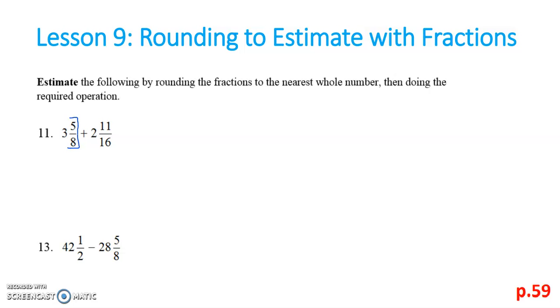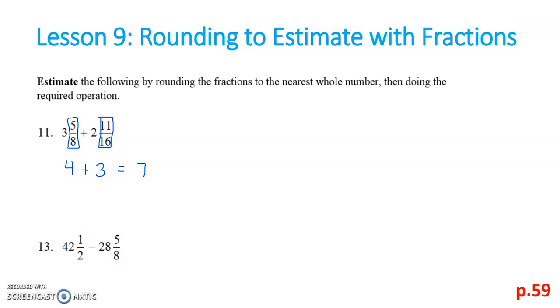So we're going to look at 5/8. This is greater than half. 5 out of 8 means 5 right, 3 wrong. So that's going to push up to 4. And 11 out of 16, that's also greater than half. 11 right, 5 wrong. Right? So that's a big fraction. So that's going to push the 2 to become a 3. So 4 plus 3 is 7 for our estimate.